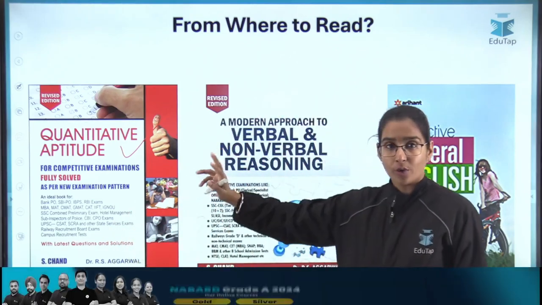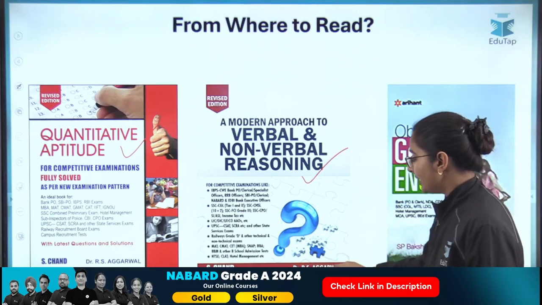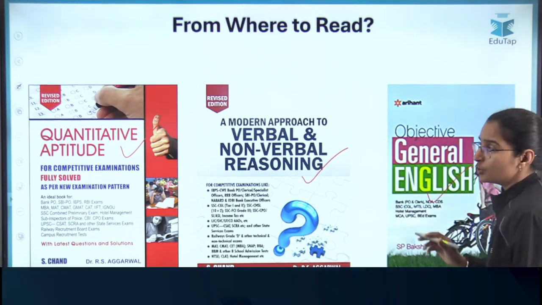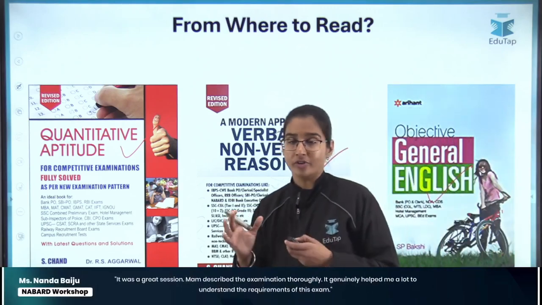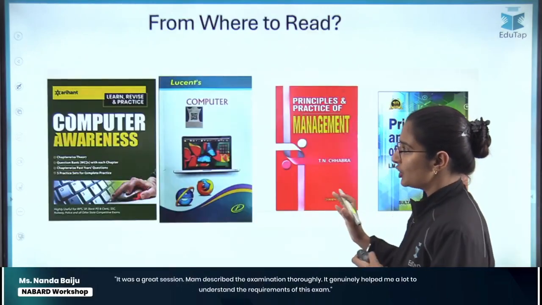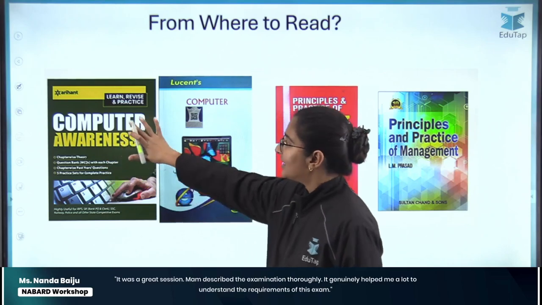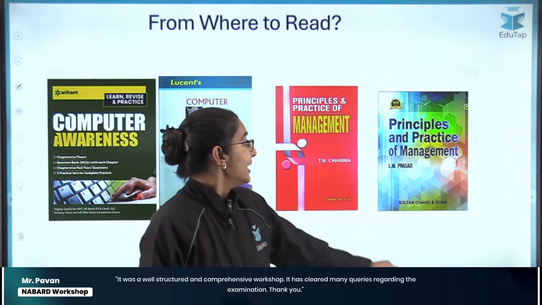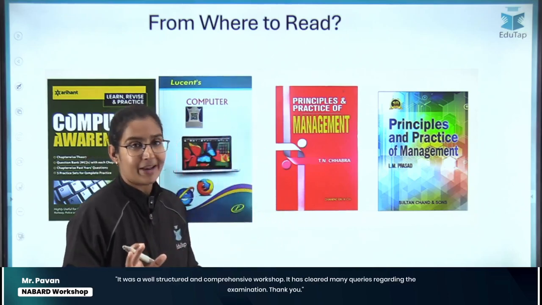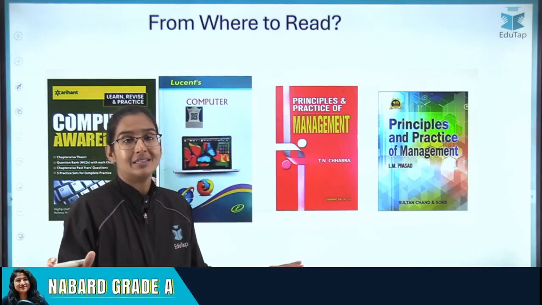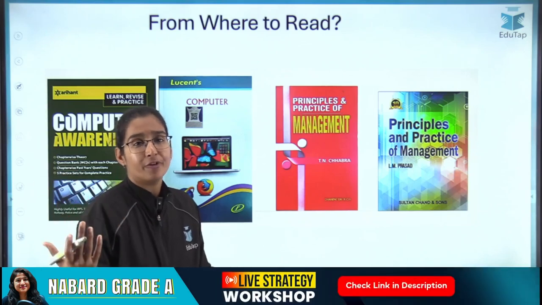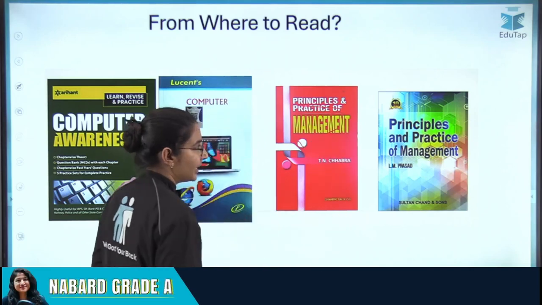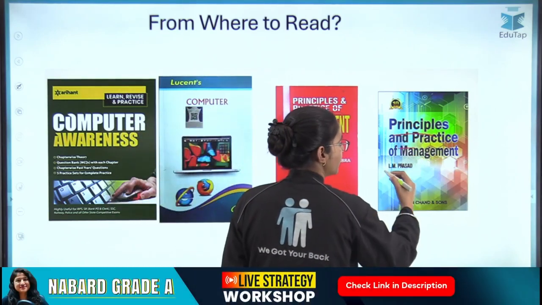So you have to prepare for the quantitative aptitude, verbal and non-verbal reasoning by Dr. R.S. Agarwal, and the objective general English by Arihant. So these are the books you have to refer for the quant, reasoning and English. And for computer and decision making, for computer, you can refer either the book by Arihant or the Lucent's computer knowledge book. Any of them will work fine. Then coming to the management, not the management, basically the decision making. In the decision making syllabus, most of the topics are from the management part only. So you can refer to the Principles and Practices of Management by T.N. Chabda and Principles and Practices of Management by L.M. Prasad.